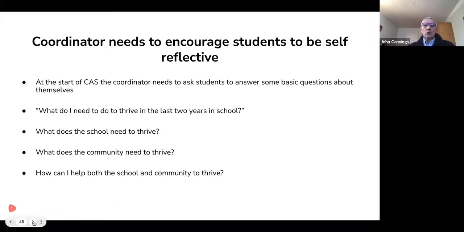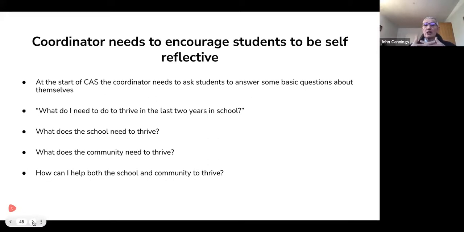Move on. The coordinator really needs to encourage students to be self-reflective. One of the things I think that the coordinator needs to do at the start of CAS is to ask some basic questions about themselves. What do I need to do to thrive in the last 2 years at school? What does the school need to do to thrive? What does the community need to do to thrive? How can I help both the school and community to thrive?